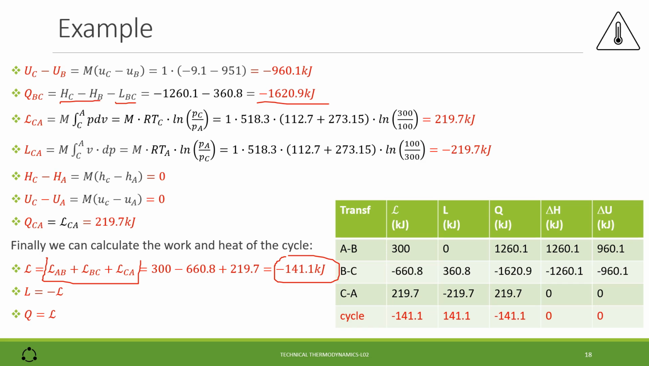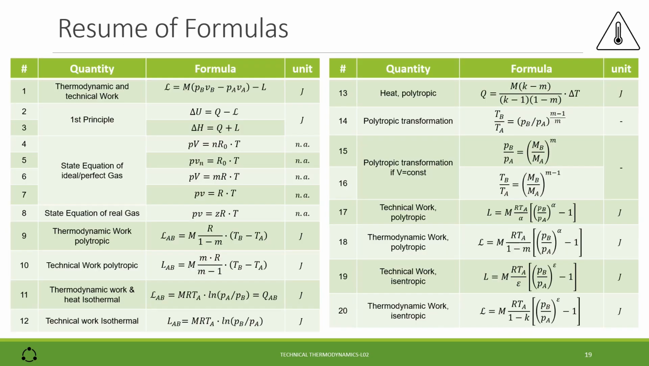We made a long exercise with the sake of clarity, with pure didactic purpose. However, just to calculate the work or heat of the cycle, we do not need to make all those calculations. It will be enough to find either the thermodynamic or the technical work, and then either delta U or delta H respectively. In this slide we resume the formulas used in this lecture that will be recalled later on in the course.